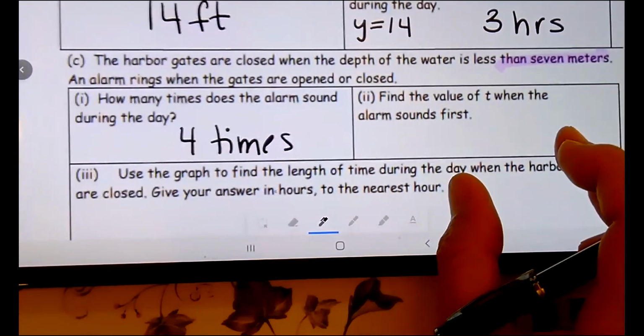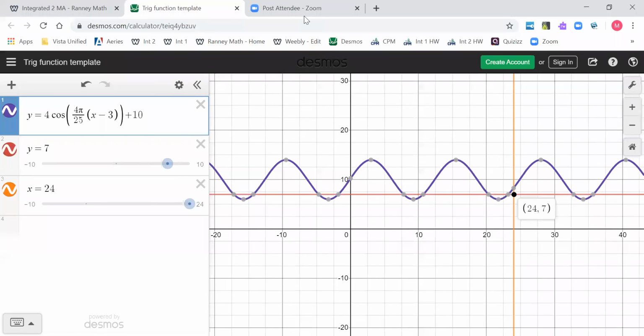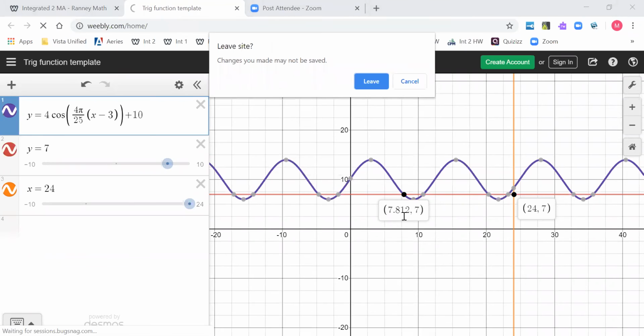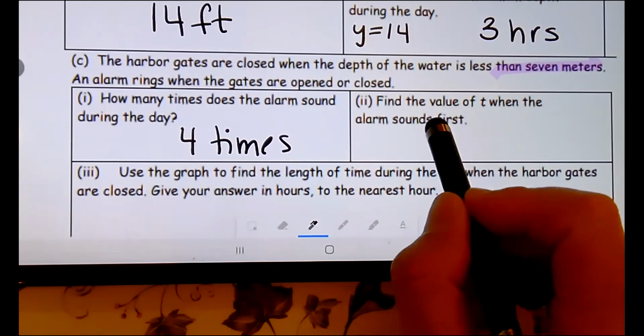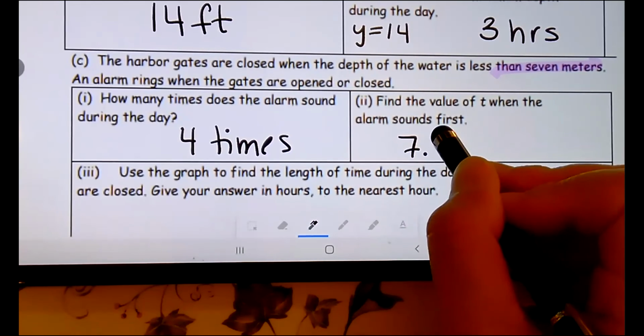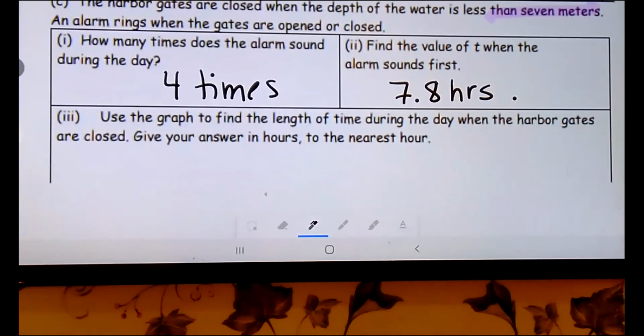And it says find the value of t when the alarm first sounds. So if I'm back looking at this graph, the first time is right here, and that's going to be at about 7.8 hours. Okay, 7.812, but about 7.8 hours. Then it says, use the graph to find the length of time during the day when the harbor gates are closed. Give your answer in hours to the nearest hour.